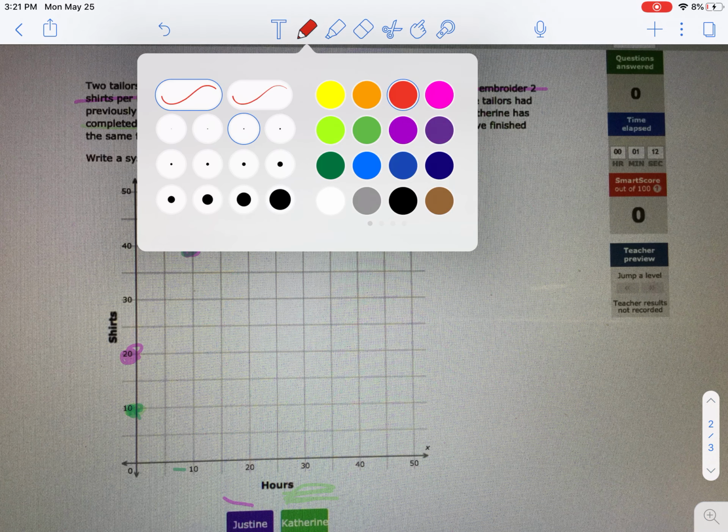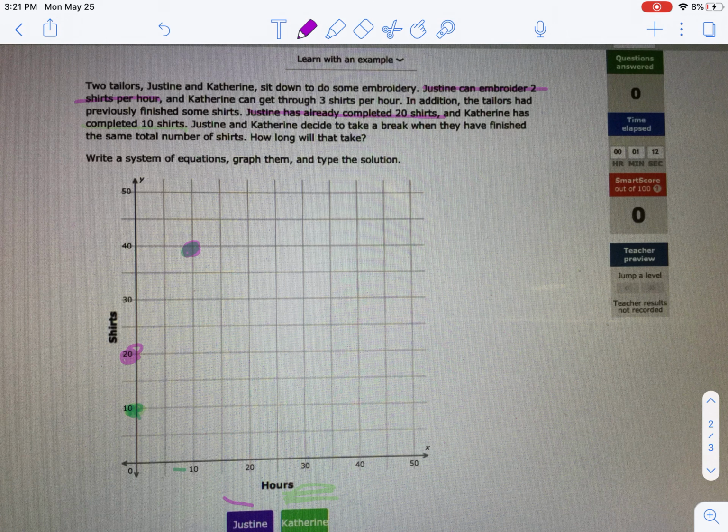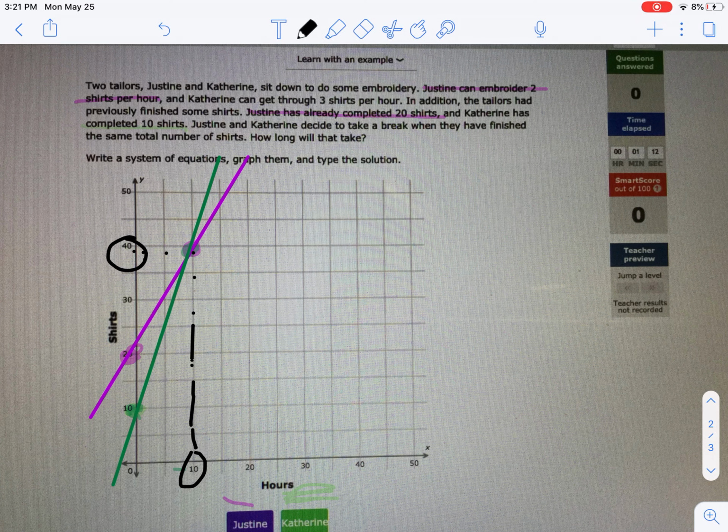So let's do lines for both of them. Let's do a line for Justine. It would go through here. Let's do a line for Catherine. It would go through these 2 points. And you can see the solution is at 10 hours, where they both make 40 shirts. So it says at the end of the question, how long will it take? So we can see it will take 10 hours, so your answer down below would be 10.